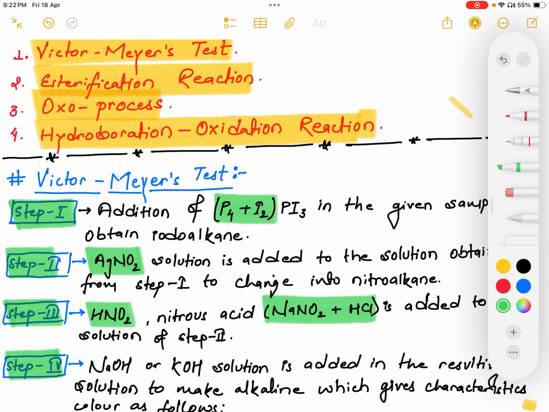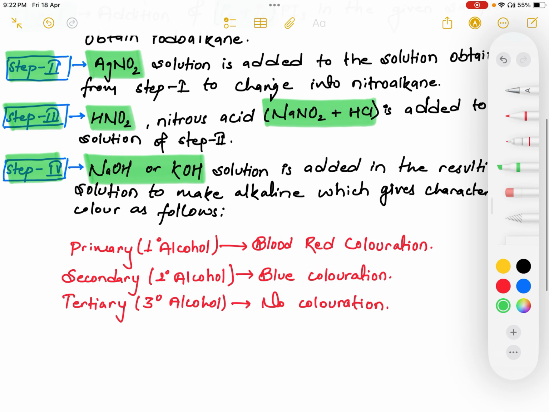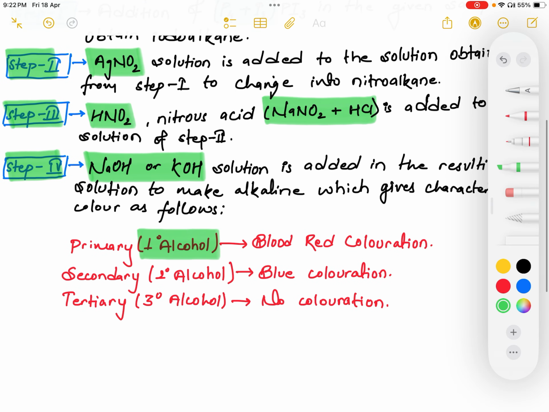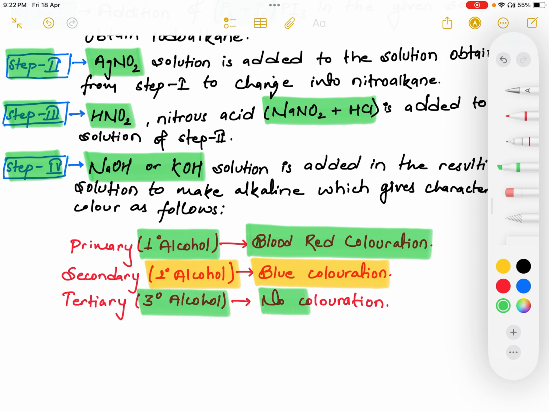In the final step, we need to treat it with either NaOH or KOH, and a particular type of color will be formed. By observing the color: if it is 1 degree alcohol, the color formed will be blood red coloration. If it is 2 degree alcohol, we will have blue coloration. And if it is 3 degree alcohol, there will not be any coloration. So just by visualizing the color, we can guess whether the given organic compound is 1 degree alcohol, 2 degree alcohol, or 3 degree alcohol.